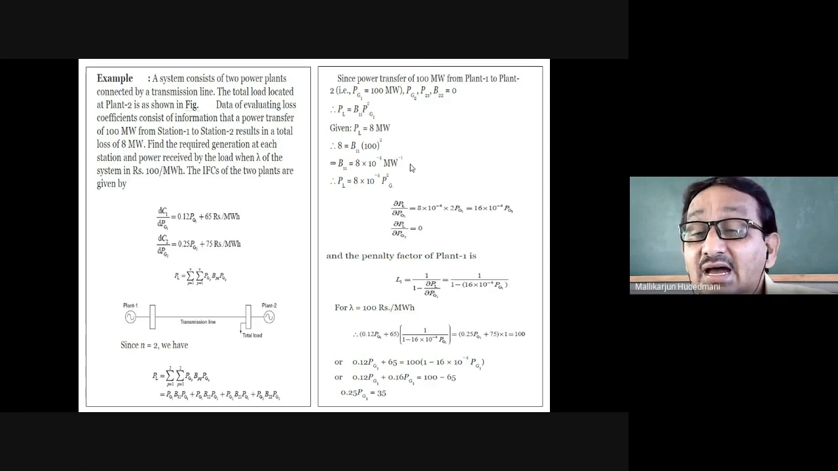As well, I have a constraint. System lambda should not be other than 100. That I will equate to 100. You can see there.